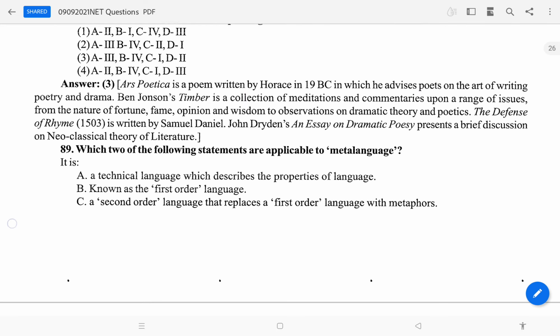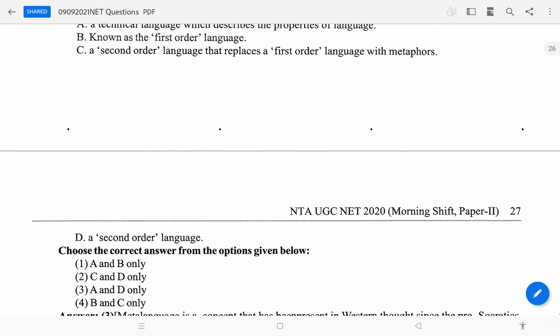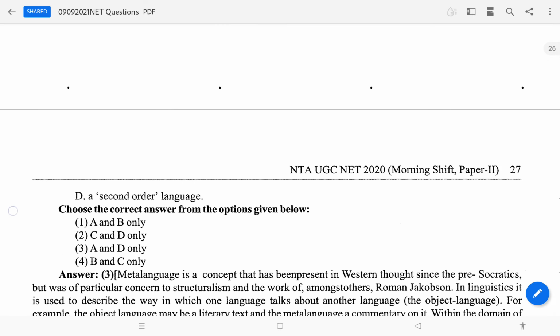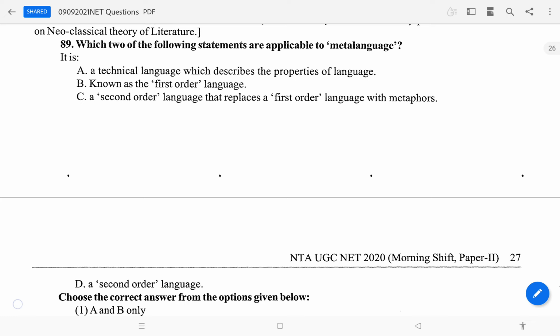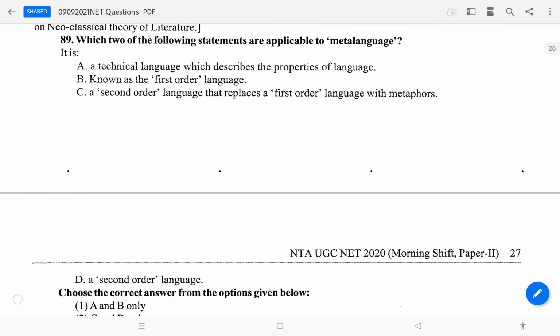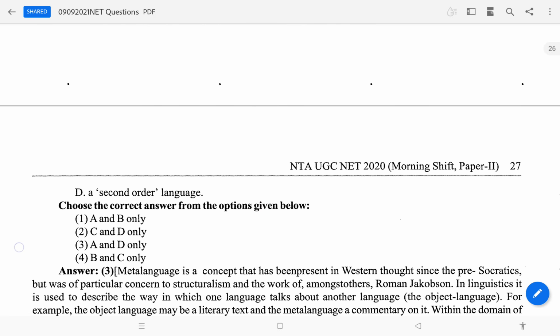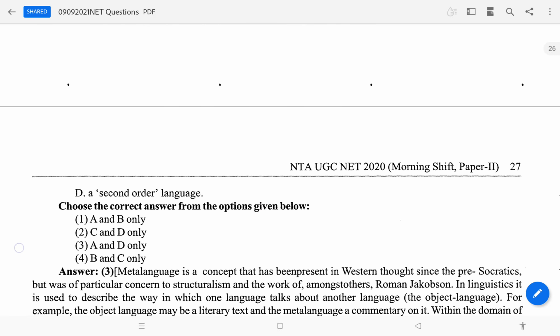So let's see the next question. Question number 89. Which two of the following statements are applicable to meta language? What is meta language? And the answer will be 3, means A and D. A technical language which describes the properties of language. So it is a technical language which describes the properties of language. And a second order of language. It is a second order of language.